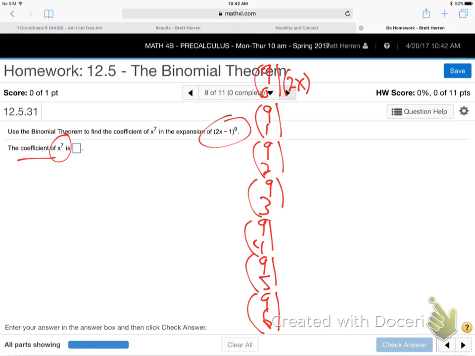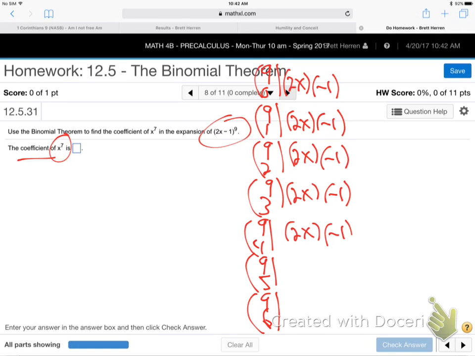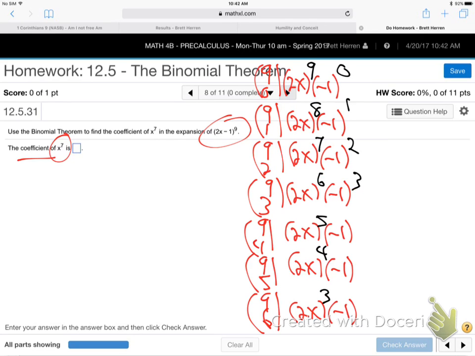Well, it'd be 2x and negative 1, 2x and negative 1, repeated down the line. And what are the powers that go on them? You start with the 9, then the 8, then the 7, then the 6, then the 5, then the 4, then the 3, etc. The other one starts at 0, 1, 2, 3, 4, 5, 6, etc.